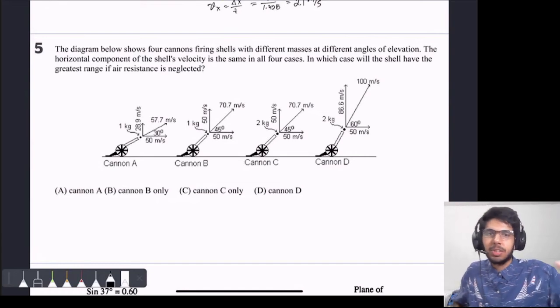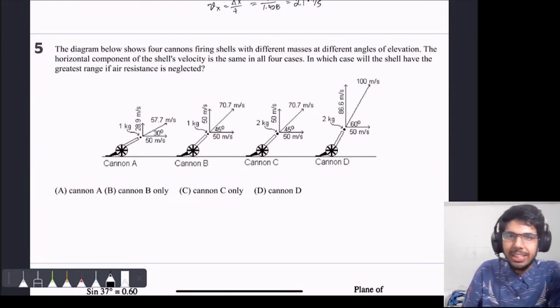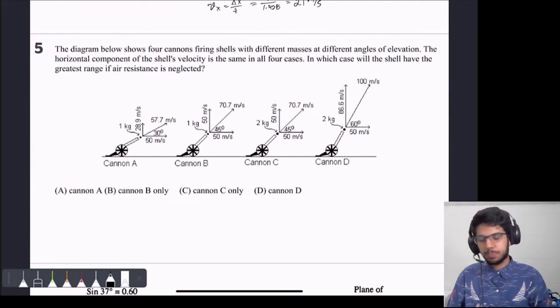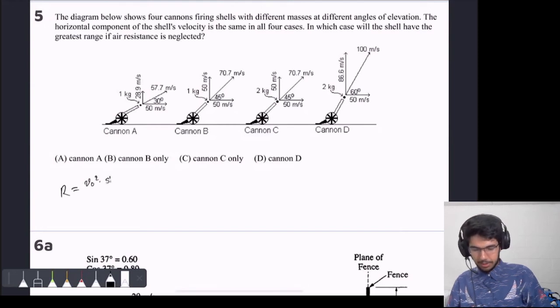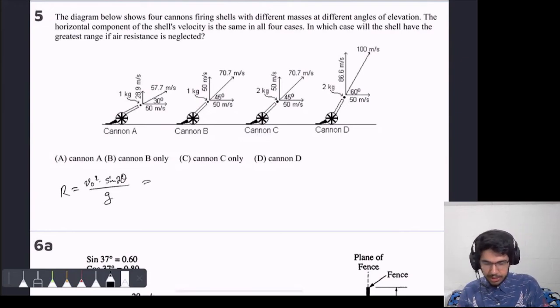Okay, so now we're looking at these cannons, and they're firing these shells in different ways, and we want to know which shell will have the greatest range. So if we remember, one of the helpful equations I provided was range equals v naught squared times sine of 2 theta divided by g. So g is a constant. So really what we want to do is maximize v naught and sine of 2 theta.